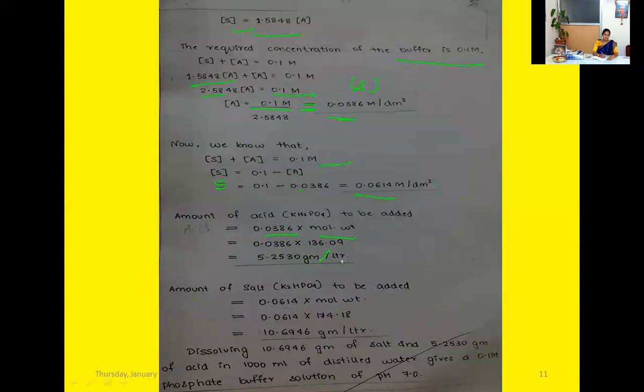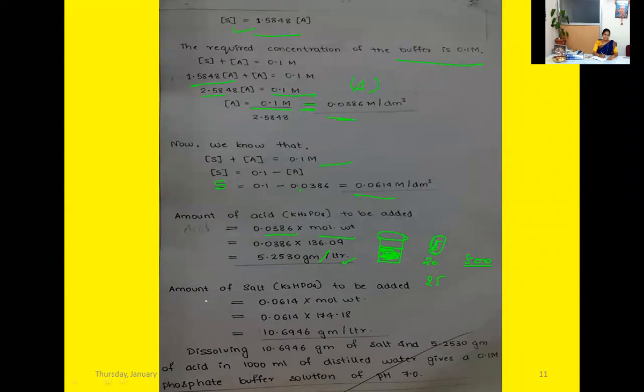Always you are going to get the calculation for a liter. It means in a 1000 ml container, you are going to dissolve this 5.2530 grams in 1000 ml. But I don't want 1000 ml. I want to prepare it only for 15 ml or 20 ml, or maybe 25 ml, or maybe 500 ml. Do the cross multiplication. 5.2530 grams per liter. How much for 15 ml?